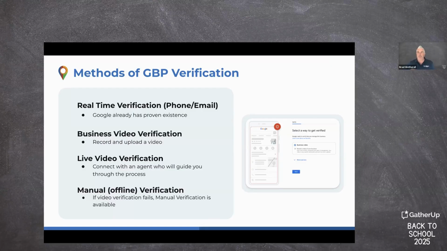So real-time verification is the easiest and the best, but it's only available when Google already knows information about your business, and it can pre-verify that against an existing data source. So that's the best, but for brand new businesses, that's often not available. Where we see business video verification being predominantly what most new businesses see when trying to verify a business.